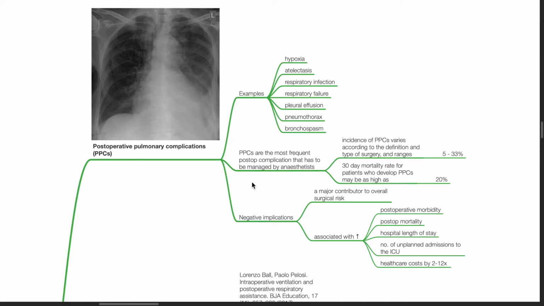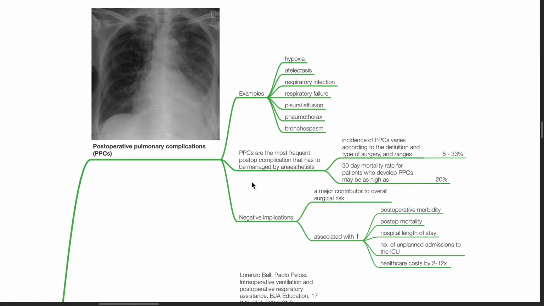PPCs are the most frequent postoperative complication that has to be managed by anesthetists. Incidence of PPCs varies according to the definition and type of surgery and ranges from 5 to 33%. The 30-day mortality rate for patients who develop PPCs may be as high as 20%.